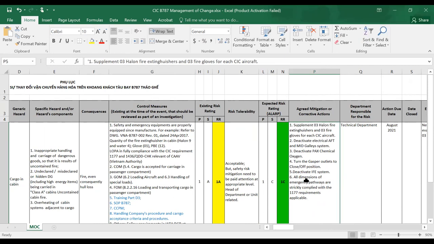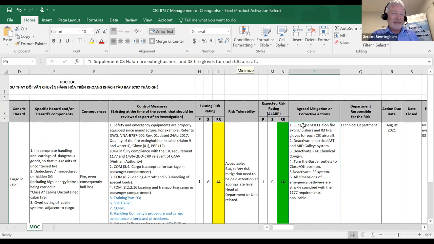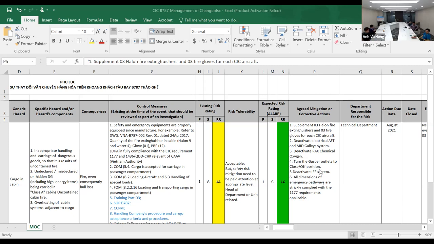SOS, reasonably practical. I'm trying to understand this. Is that a rating after the agreed mitigations? Okay, before the agreed mitigation, it has the risk of full loss. I represent the case that we have the full loss. But after the agreed mitigation, the C means it's not the full loss. So I'm just trying to understand: the agreed mitigations come before the ALARP rating.